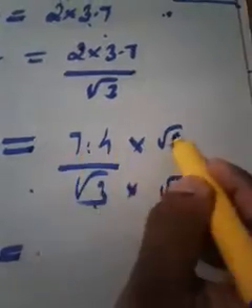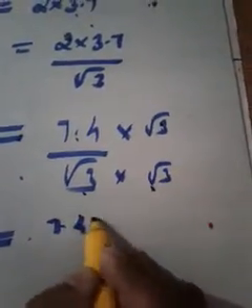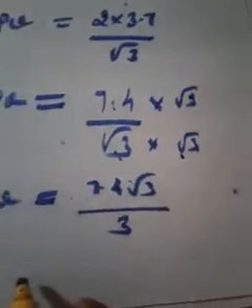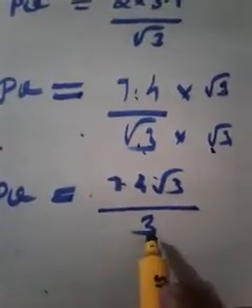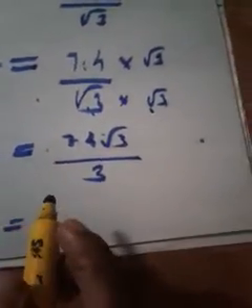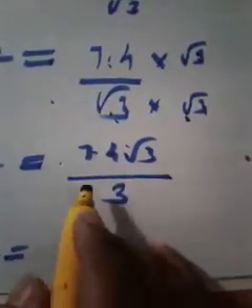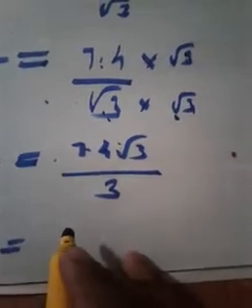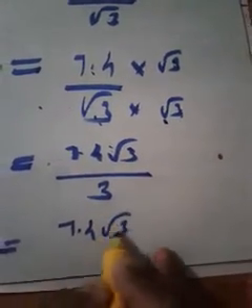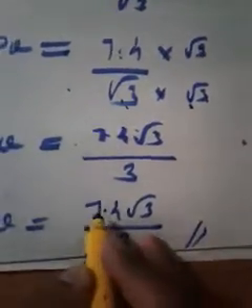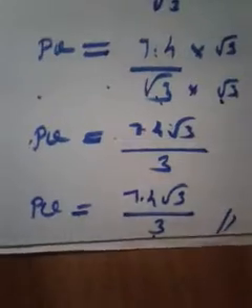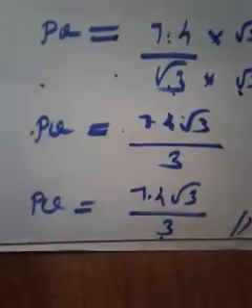So what is 7.4 into root 3? 7.4 root 3. And what is root 3 into root 3? 3. Now the problem is solved. Now the denominator has become rational, isn't it? Now what is PQ? PQ is 7.4 root 3 by 3. You can stop here. No need to divide 7.4 by 3 and all. No need to waste time. This is PQ.